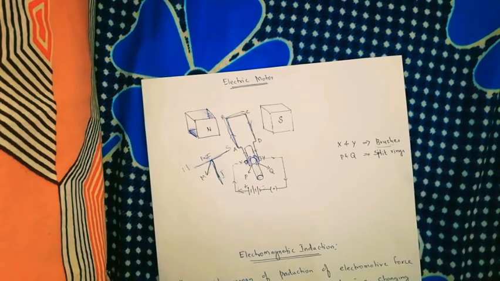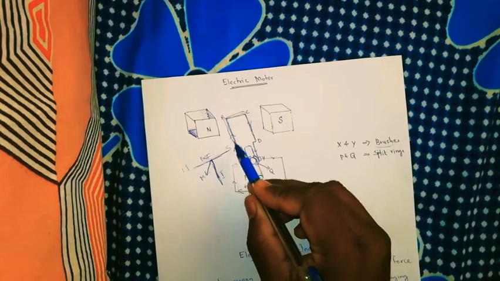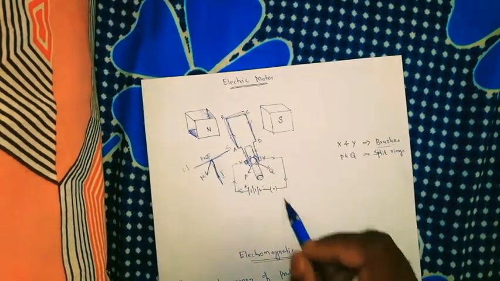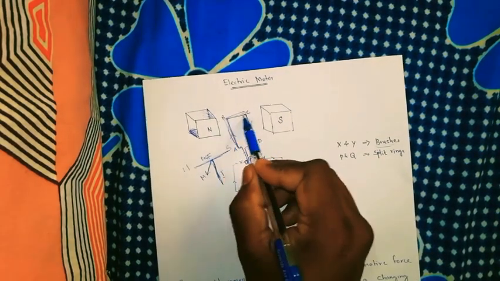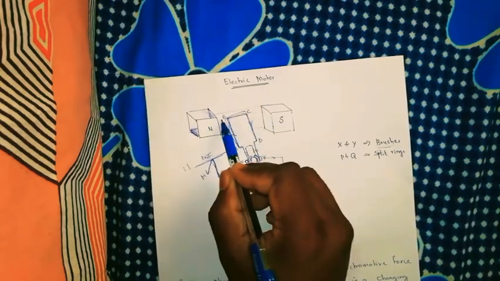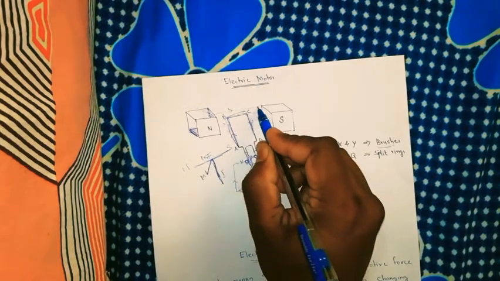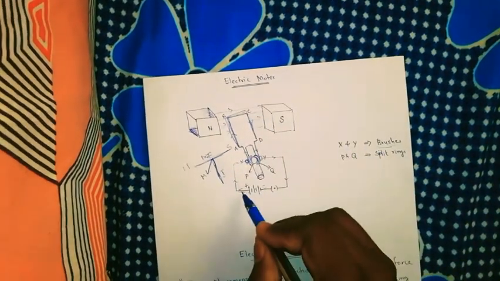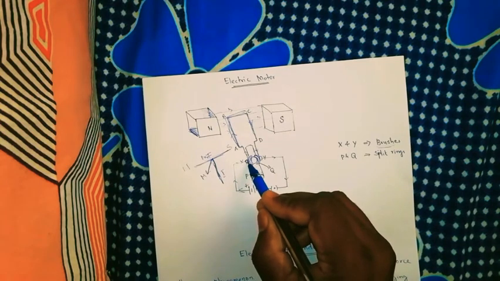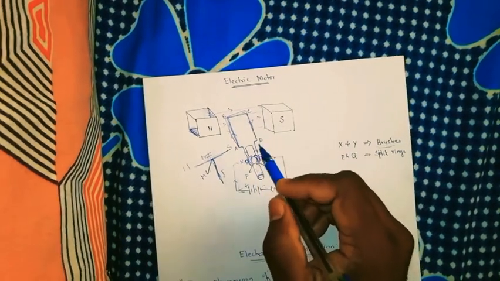And how it works, let's learn it. When the current is passing through A, B, C, D, this is kept perpendicular to the magnetic field. So the magnetic field will be going like this, from north pole to south pole. So when the current moves towards X and then to the axle AB, what happened?